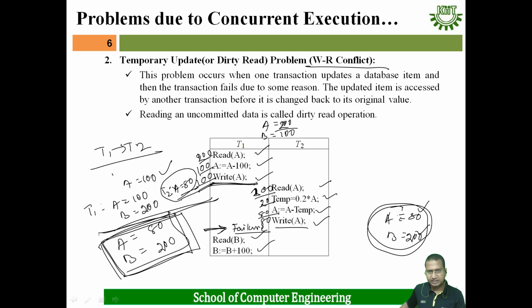That means if we execute T1 and T2 in serial manner, A and B values will be 80 and 200 respectively. Similarly, if we execute T1 and T2 in concurrent manner, then also we will get A and B values to be 80 and 200.